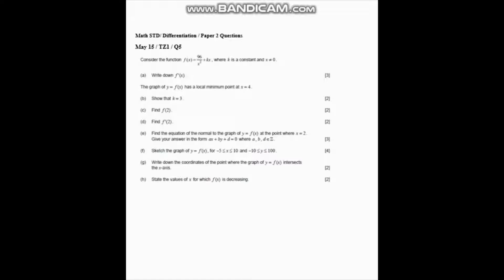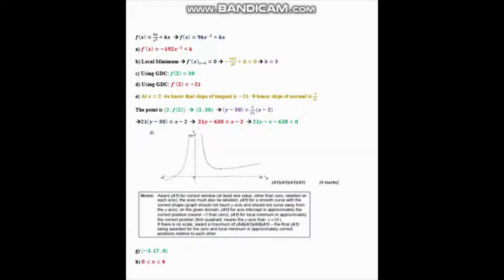You are next given that the graph of y equals f of x has a local minimum point at x equals 4. You need to show that k equals 3, so we know that the local minimum is a point where f dash is 0, and you are told here that x equals 4 at the local minimum where f dash is 0. So I just use these two pieces of information together. So I've plugged the 4 into the x power -3 right there, and I've equated to 0, hence finding the k, which is 3.